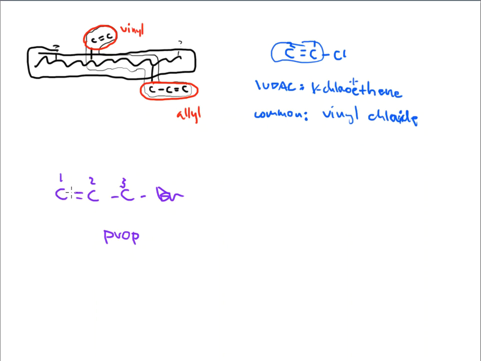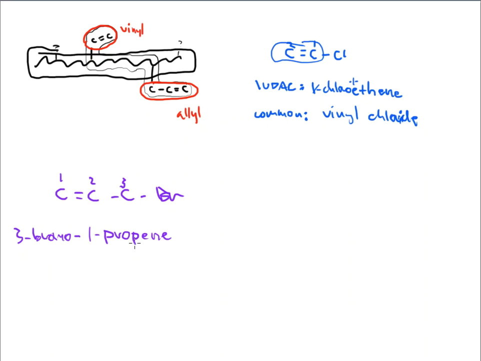So I'm going to number it this way because of that. There's no way I can give both of these the lowest group number, so I have to pick one over the other, and I'm going to pick my double bond over the halogen. So this is going to be a propene, and it's a 1-propene if I wanted to be more formal. And then on carbon number 3, I've got a bromo group. So 3-bromo-1-propene is going to be the IUPAC name for that structure.